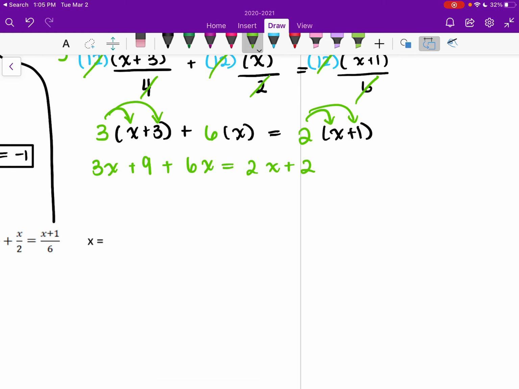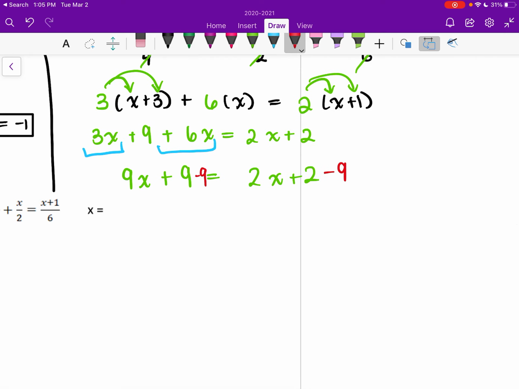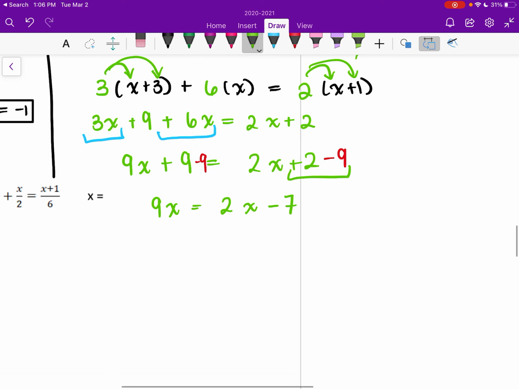Let's collect our like terms. We've got a 3x and a positive 6x, and you add the coefficients together, so that's 9x + 9 = 2x + 2. Let's get rid of the 9, so we're going to minus 9 here. I'm left with 9x equals 2x, and 2 minus 9 is negative 7.